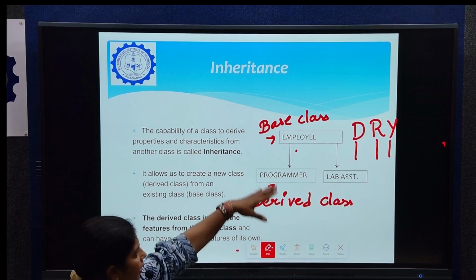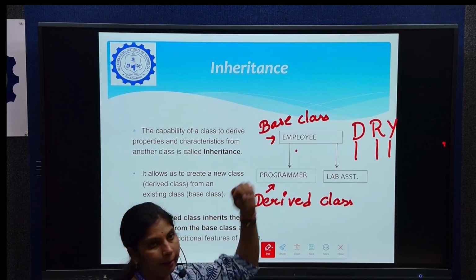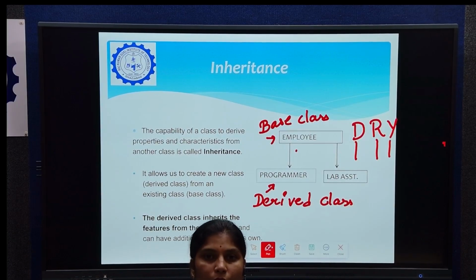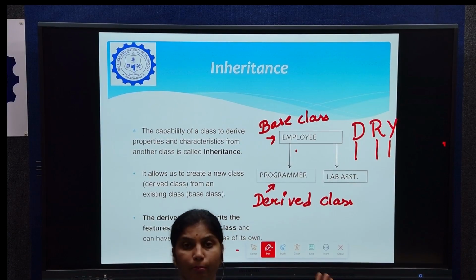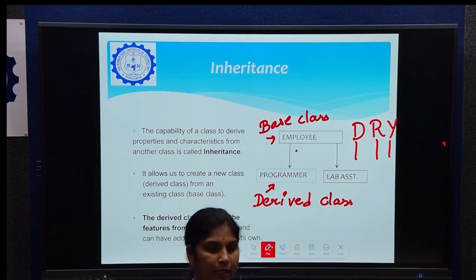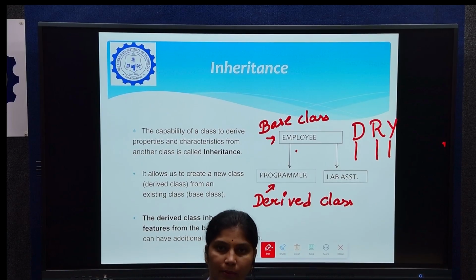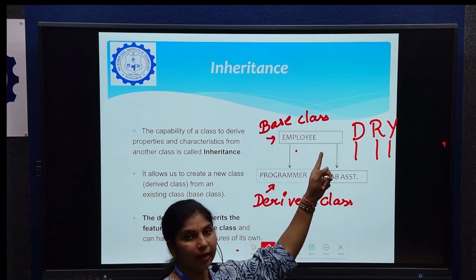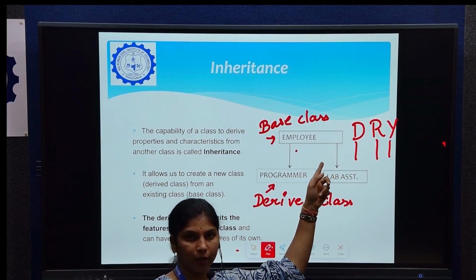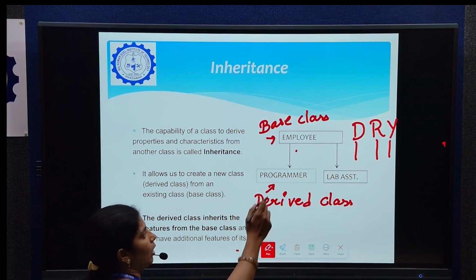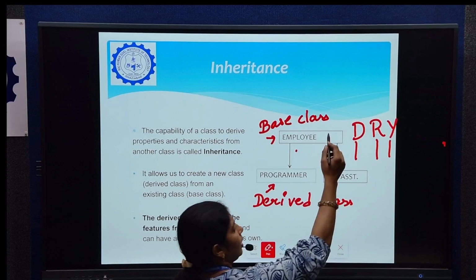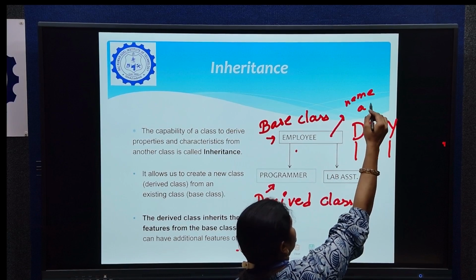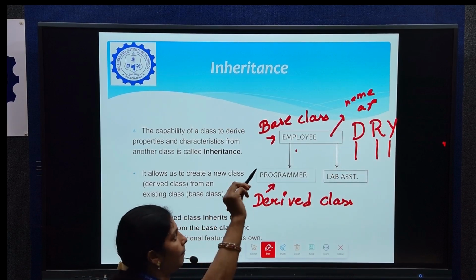So if I am taking this example, employee is what? I am taking the example of a company. A company has several employees. It may be a programmer, it may be the HR manager, it may be the lab assistants, all are the employees of a company. So I can create a class employee for that particular company. So an employee can have several attributes like name, age, etc.